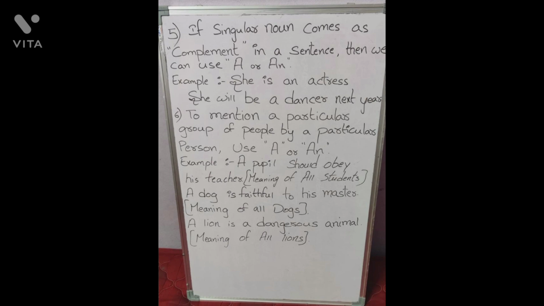A dog is faithful to his master. So it means all the dogs. Okay, a dog is faithful to his master. A lion is a dangerous animal. So here it's saying all about all the lions. So then we can use the article a in the sentence.